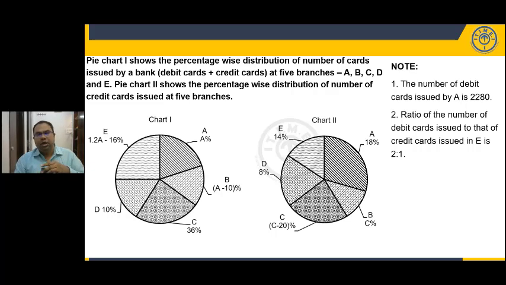First, you have to look at the data in the pie charts. Everything is not given. Values are missing here. Few values are given in terms of A percentage in chart 1 and C percentage in the second chart. Just look at the note on the top right-hand corner: number of debit cards and ratio of debit cards to credit cards. Using that data, try to find the values that are missing in the pie chart. Once you get this, we can answer the questions. If you analyze the set, then we will start discussing.